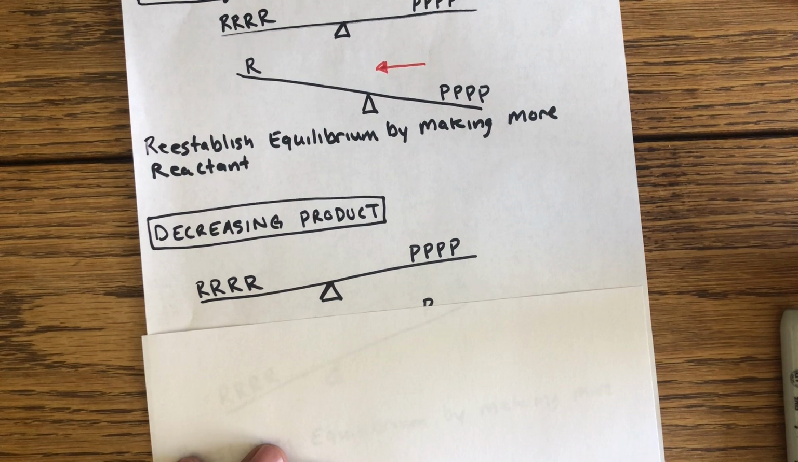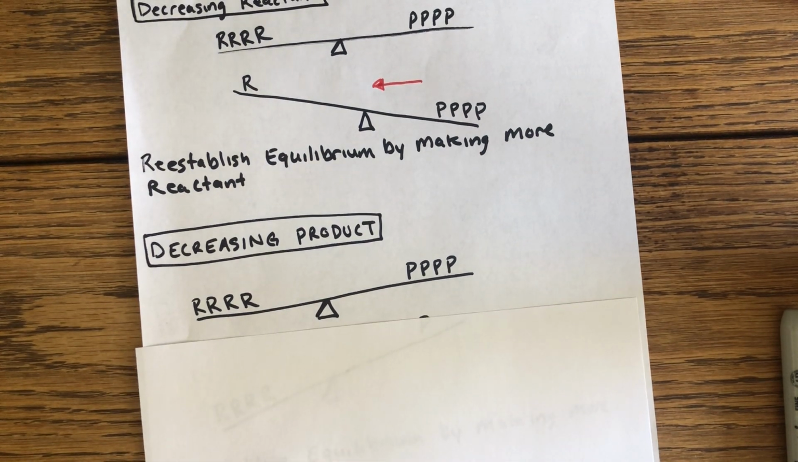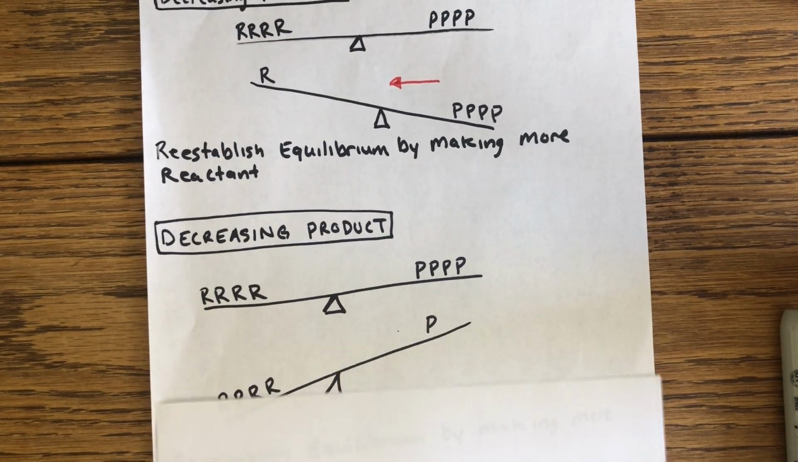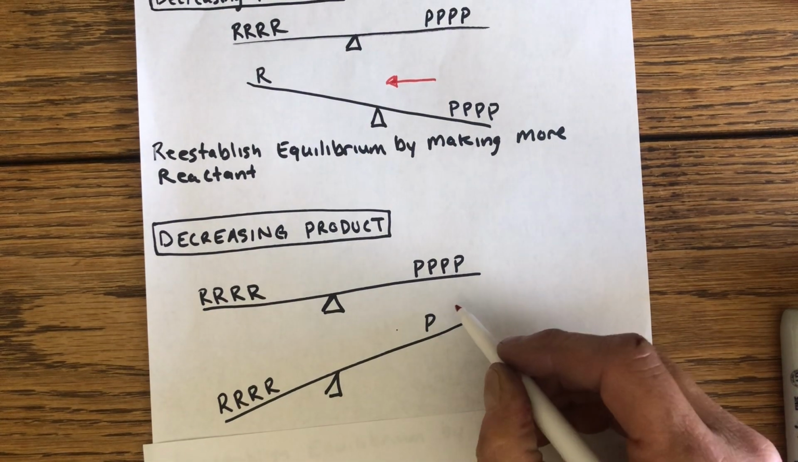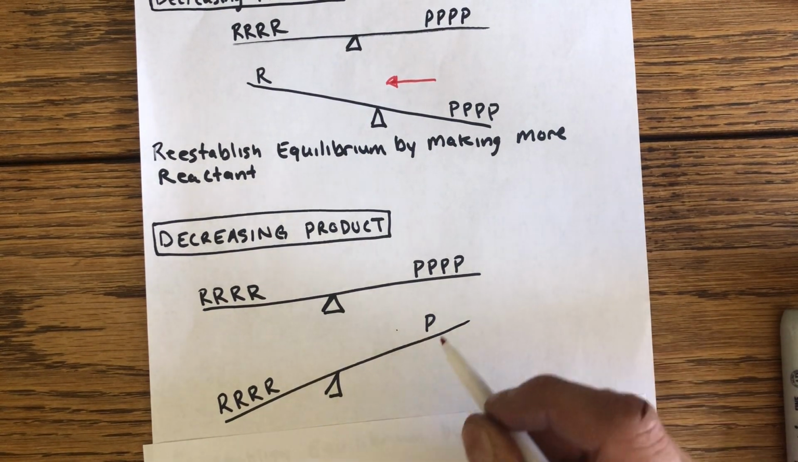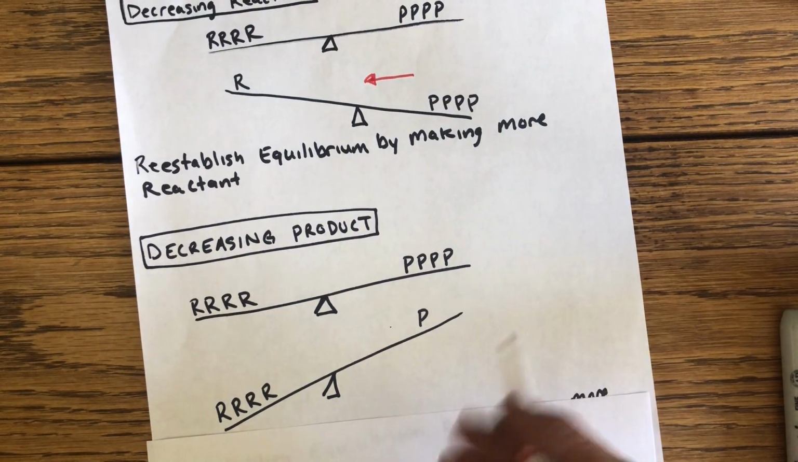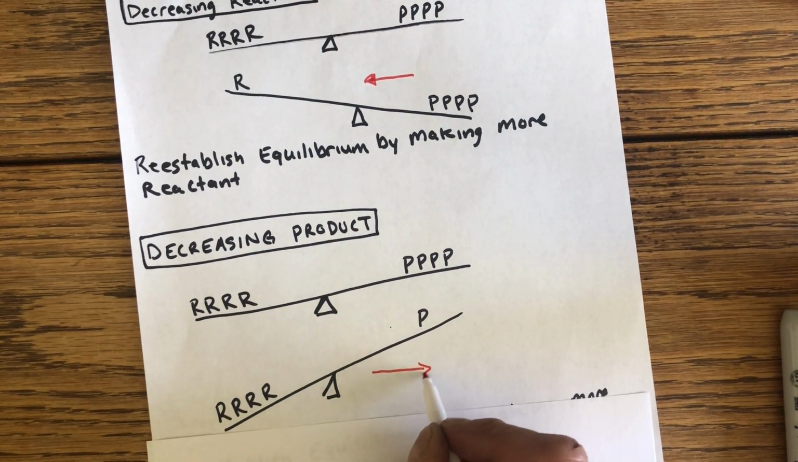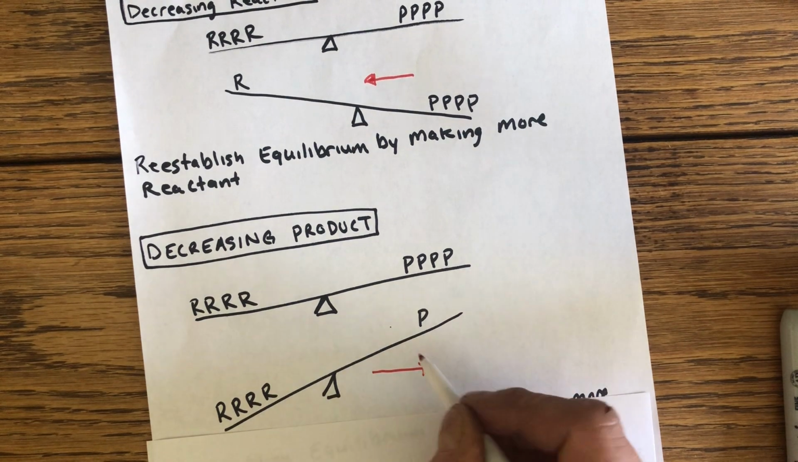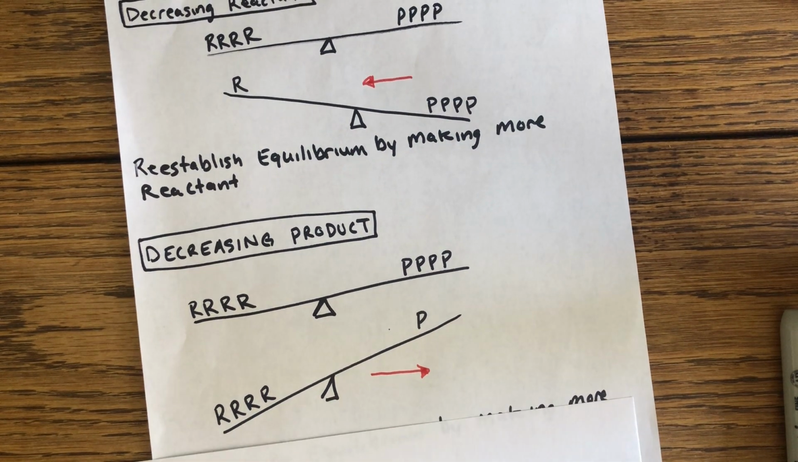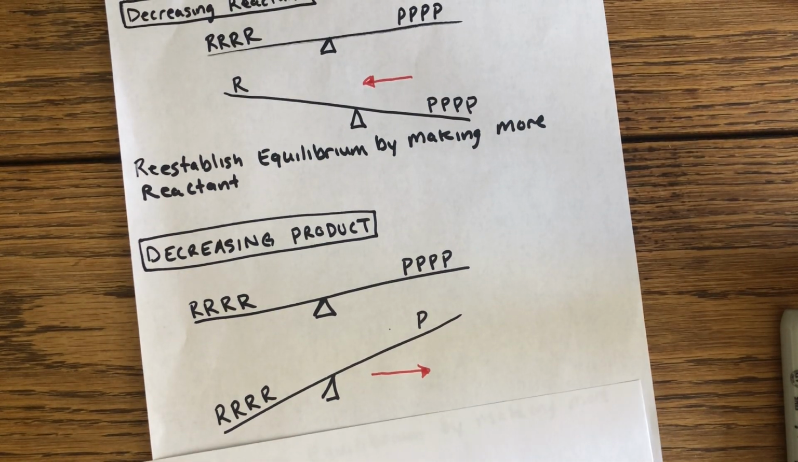So like here's our equilibrium, and if we take product away as it gets made, then we are in effect stressing the reactant side of the reaction, and we're going to prompt a shift to the right to make more product. That's important. That's actually the one that probably makes the most sense.